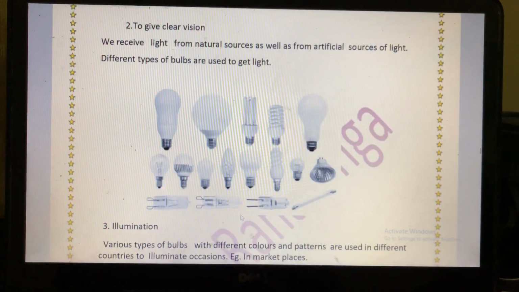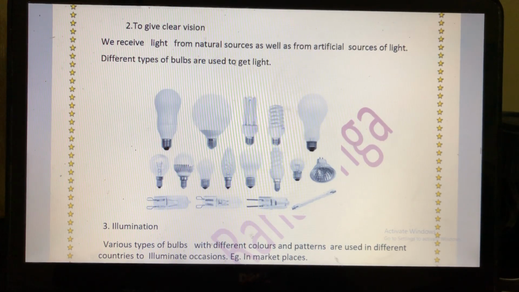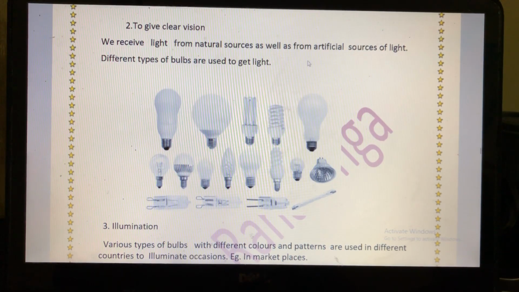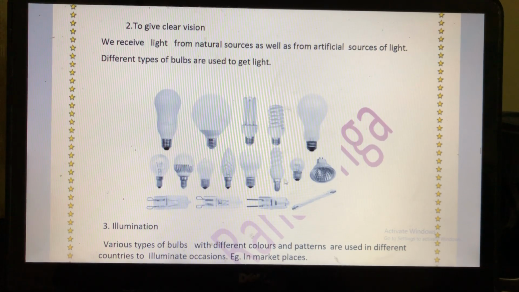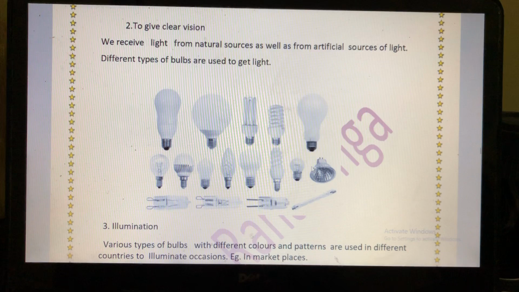To give clear vision, we receive light from natural sources as well as from artificial sources of light. Here I have shown you some different types of bulbs that we use today to get light.